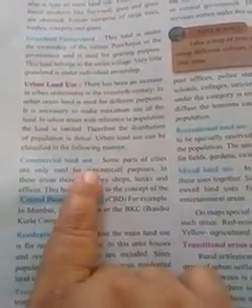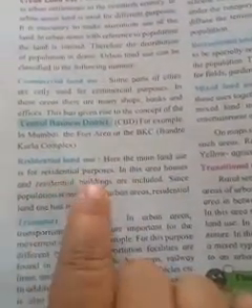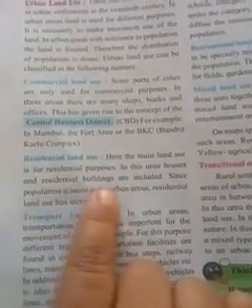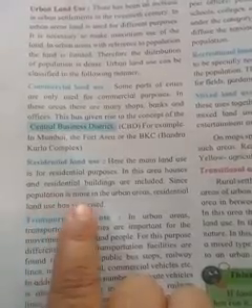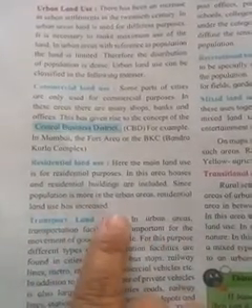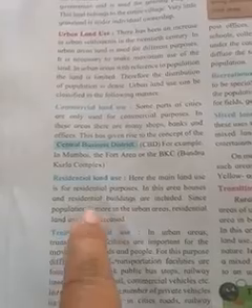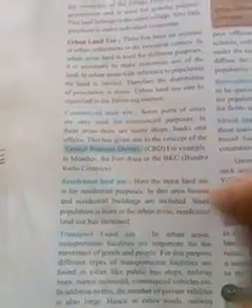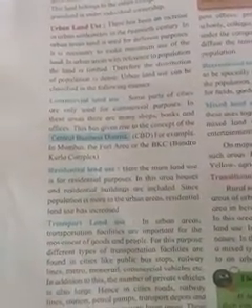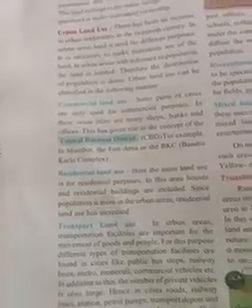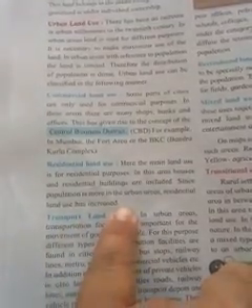Then second is the residential land use. Here the land is used for residential purposes. In this area, houses and residential buildings are included. Since the population is more in the urban areas, residential land use increases. That means the land used for residence, for living or for buildings, for the people who reside there, is called residential land use. Since population is more in the urban areas, residential land use has increased.